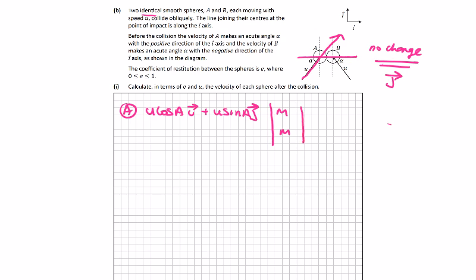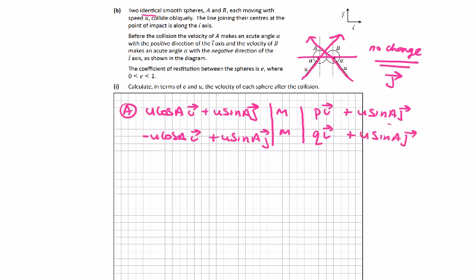Then after, we're going to have, well, we don't know what it is. In the I direction, the j is going to be unchanged. For B, it's coming into this sector going negative positive, so minus u cos alpha in the I direction plus u sine alpha in the j direction. We don't know its velocity afterwards, and we know that the j is unchanged in this oblique collision question. So calculate in terms of E and U the velocity after. So we're looking for P and Q here.